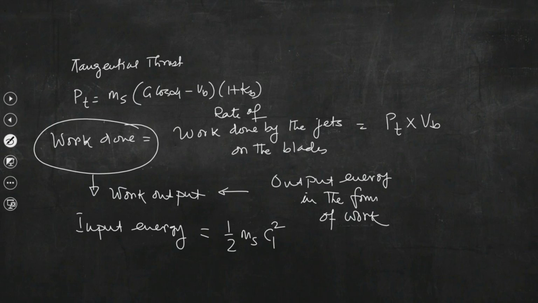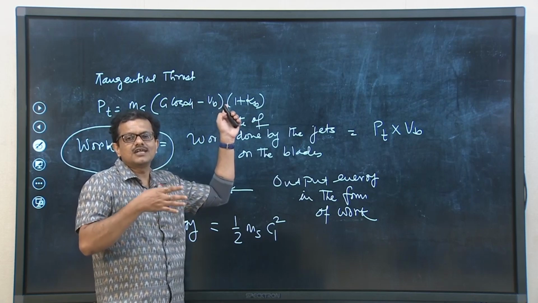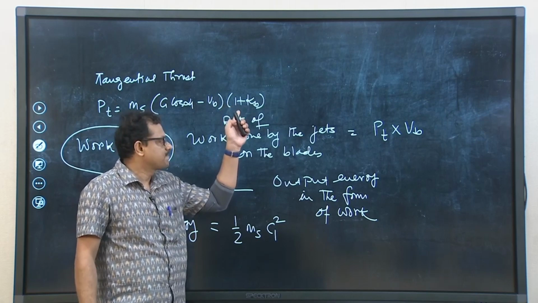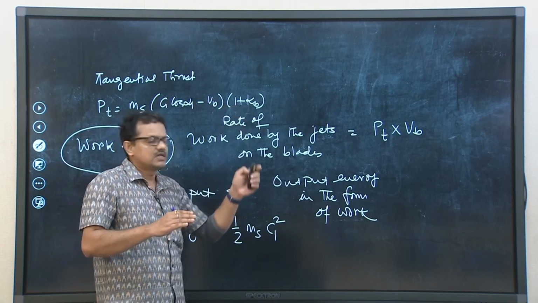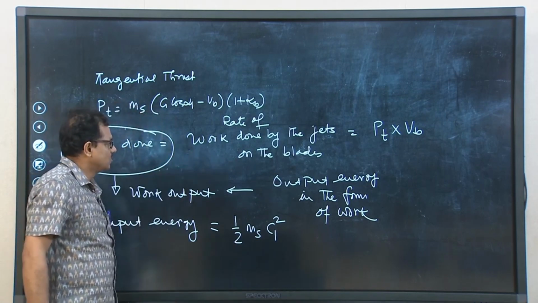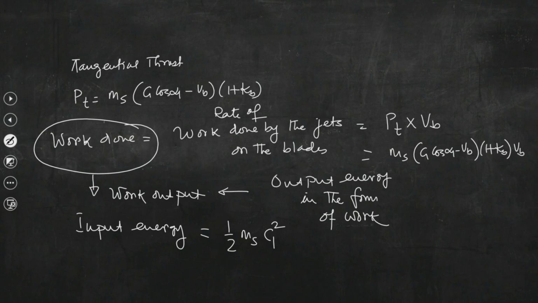So, from these two quantities we could express the work output, that is considering the energy transfer process, representing the velocity triangles both at inlet and outlet of the blades, and from this analysis we could write this is the work done Pt into Vb. So, that would be nothing but ms C1 cos alpha 1 minus Vb 1 plus Kb into Vb, right. So, this is the expression that we can write.